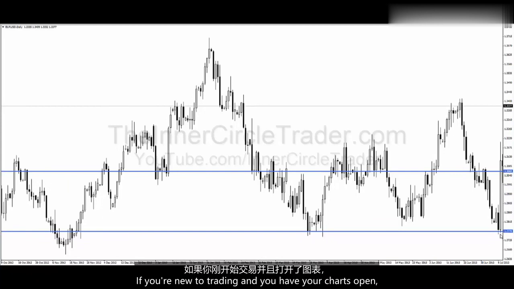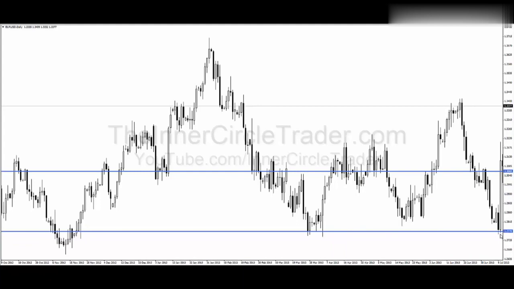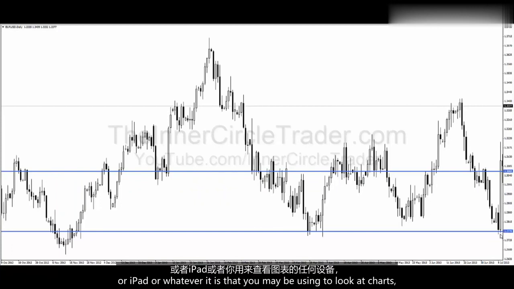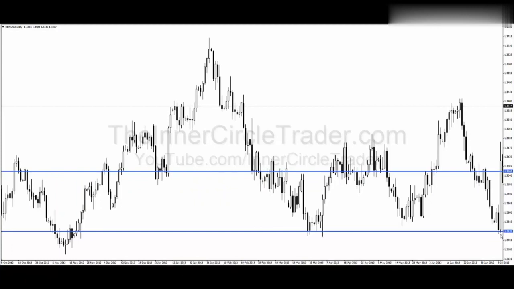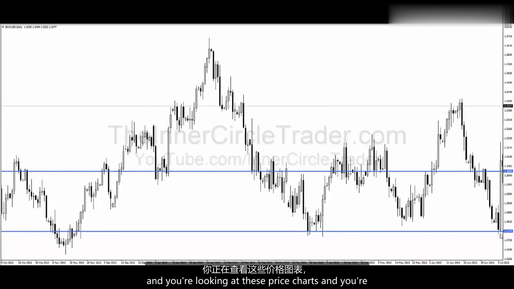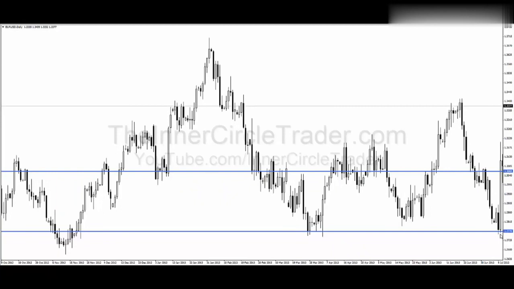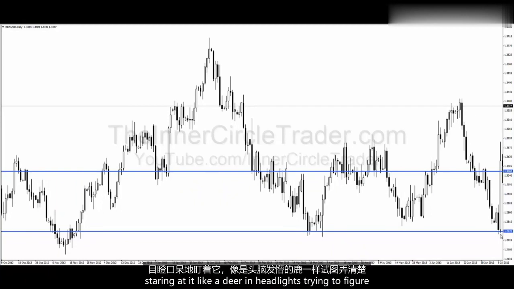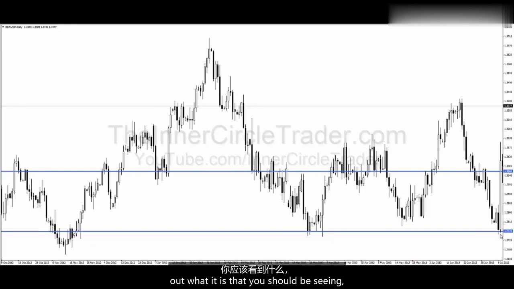If you're new to trading and you have your charts open, maybe you're at work, or maybe you come home from work and it's over the dinner table, you've got your laptop or iPad or whatever it is that you may be using to look at charts, and you're staring at these price charts like a deer in headlights, trying to figure out what it is that you should be seeing. A lot of that fog is going to be lifted. It won't be completely eradicated, but it's going to be lifted in this episode.